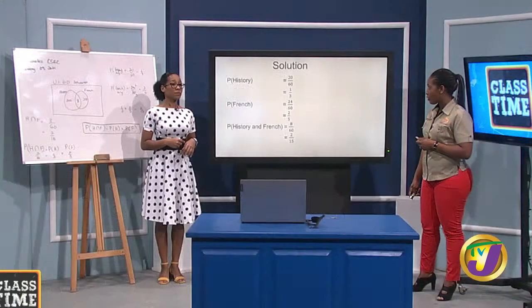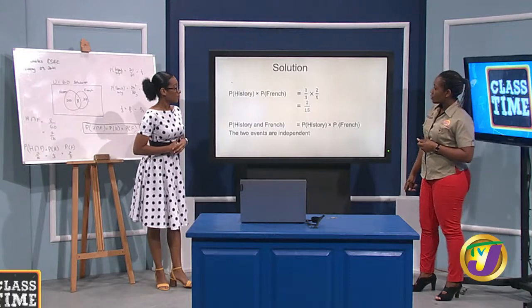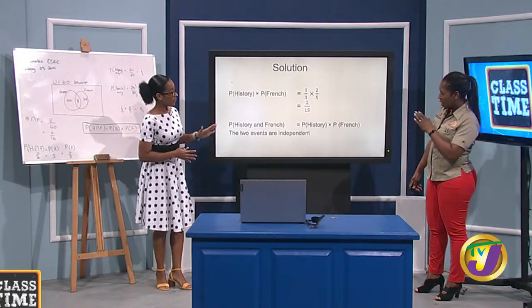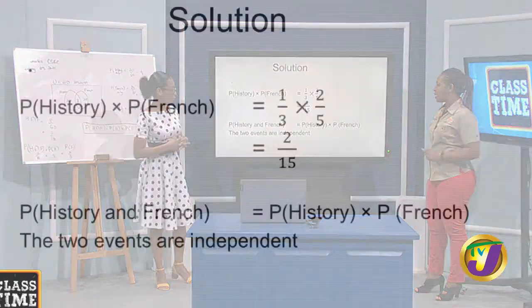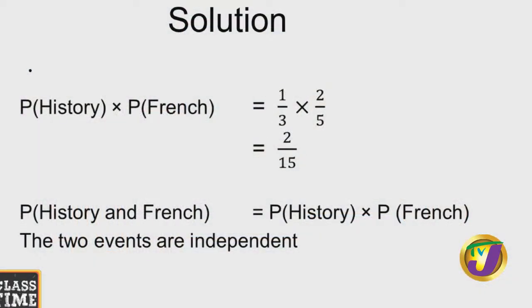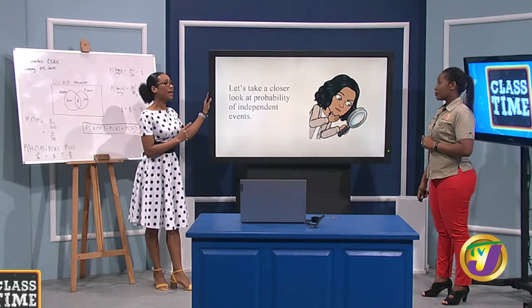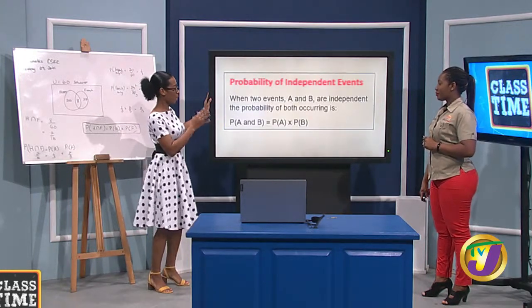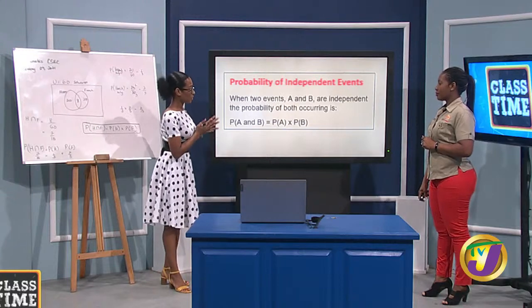Simplified, that's 2/15. Then we multiplied them, and we got 2/15, so as we said earlier, the events are independent. So let's take a closer look at the probability of independent events. We're looking at probability, so let's put everything together.